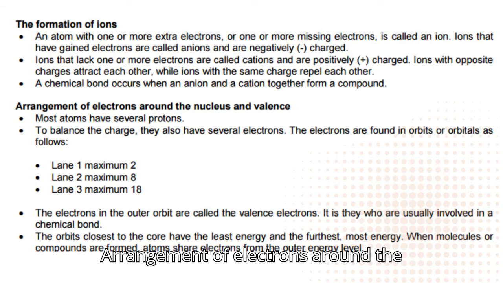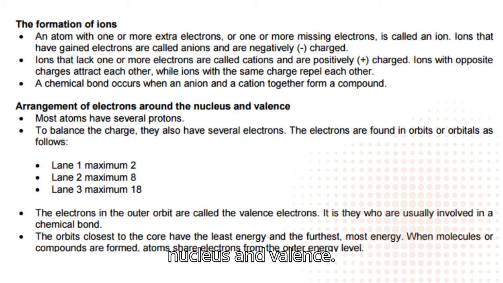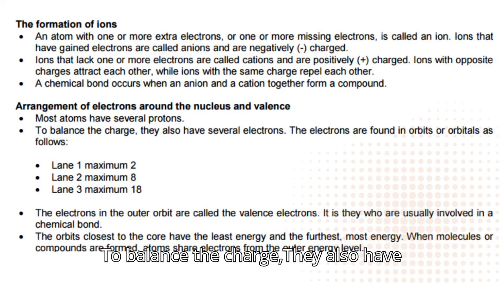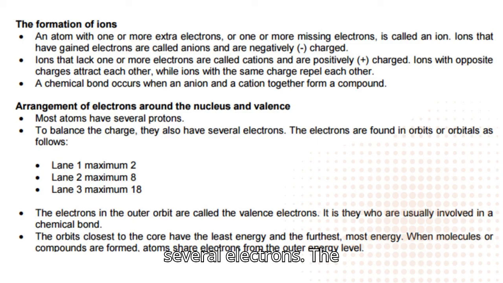Arrangement of electrons around the nucleus and valence. Most atoms have several protons. To balance the charge, they also have several electrons. The electrons are found in orbits or orbitals as follows: lane 1 maximum 2, lane 2 maximum 8, lane 3 maximum 18.